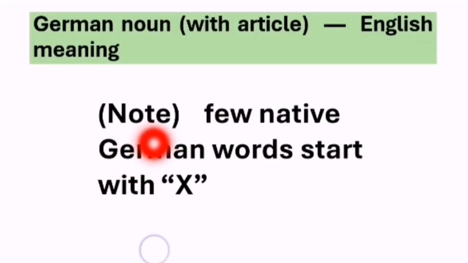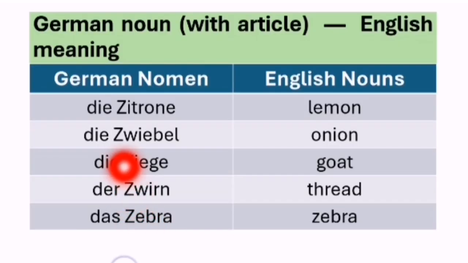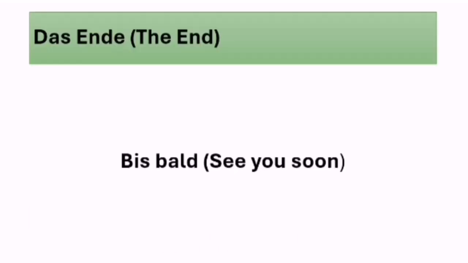And note the letter X. Nouns from the letter X. Few native German words start with X. There aren't many words in German. And the same case with the letter Upsilon or Y. Words in German are often from other languages. And the last ones: die Zitrone, lemon, die Zwiebel, onion, die Ziege, goat, der Zwirn, thread, das Zebra, zebra. So these were the nouns we have learned in book 1.